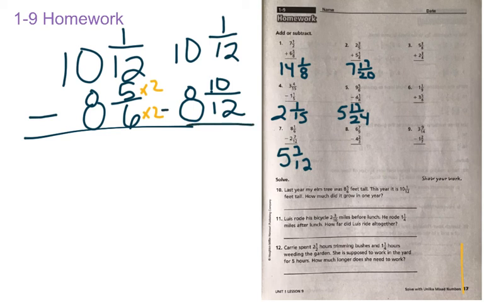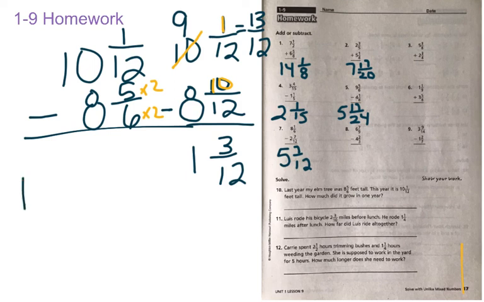Well, here's another situation where we're going to have to borrow because our numerator here, the 1, is smaller than our numerator here of 10. And so we're going to have to borrow. Our 10 is going to become a 9, and I'm going to add 12/12 to my 1/12, which is going to give me 13/12. And now I can complete my subtraction. 13 minus 10 is equal to 3/12. And 9 minus 8 is equal to 1. You could stop there and you would get your answer correct.